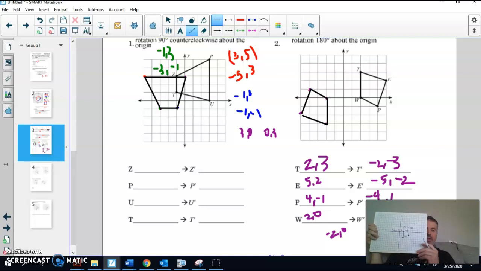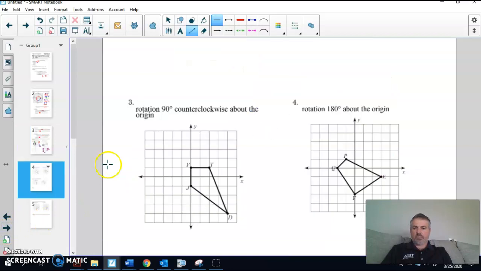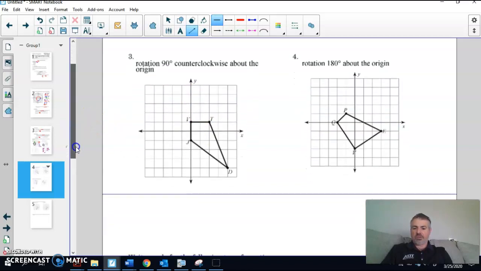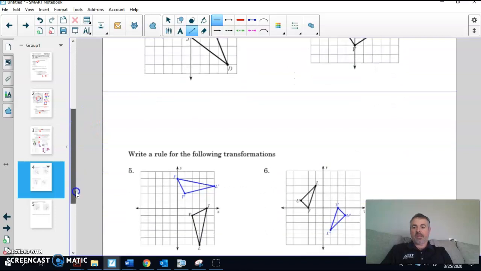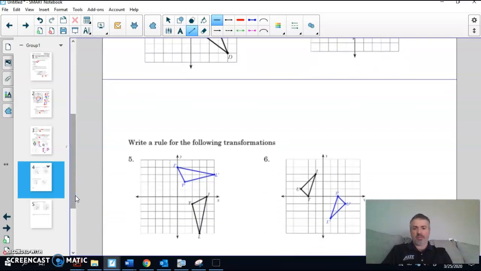So that's just another way of doing it instead of memorizing those patterns. Some kids like to memorize, some kids like to turn their papers. Completely up to you. This one wants to go 90 degrees counterclockwise on this image here. I could just spin the piece of paper, or I could use the pattern, whichever one you choose on that one. And then this one you have to figure out what happened.